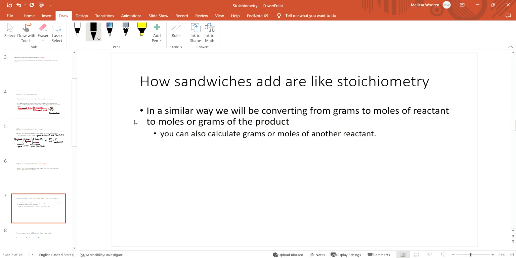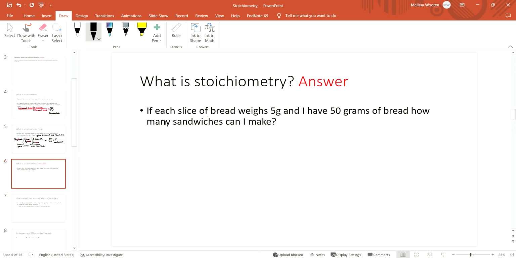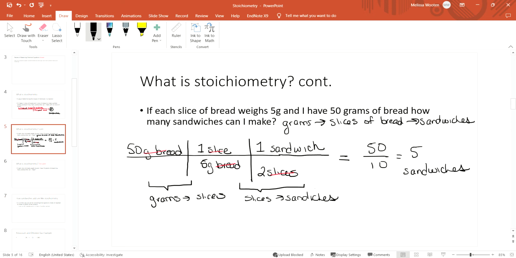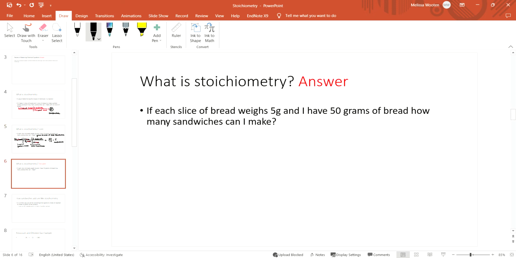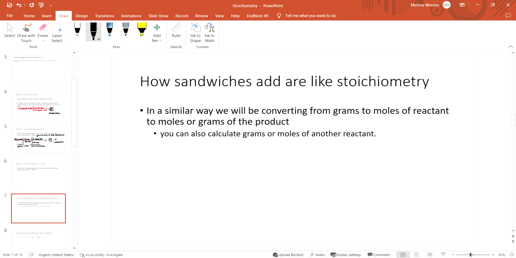So in a similar way, we're going to be converting from grams to moles of reactant to moles of product. Like we went from grams to slices to sandwiches, now we're going from grams of reactant to moles of reactant to moles of product. We can also calculate the grams or moles of another reactant if there are 2 reactants.